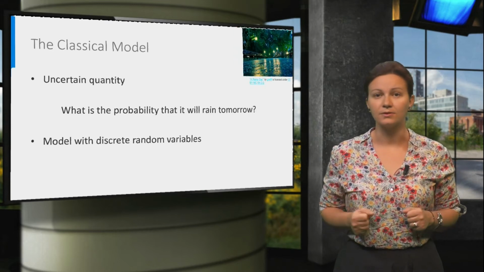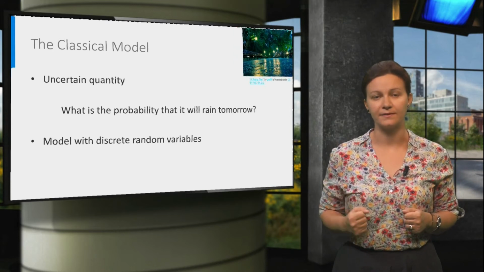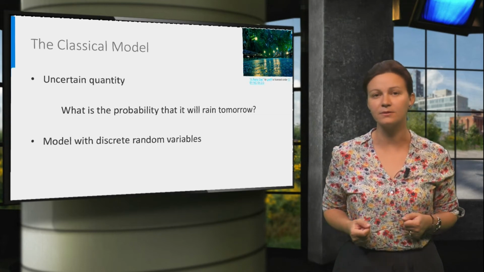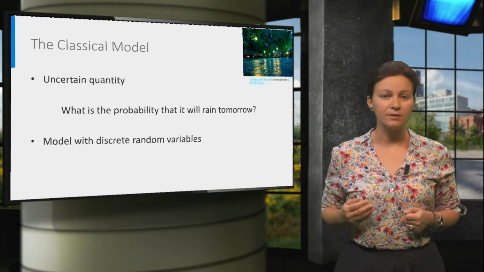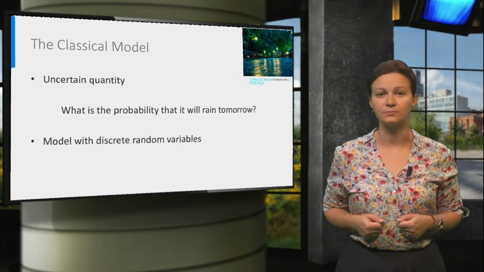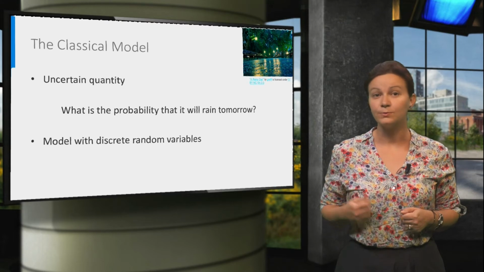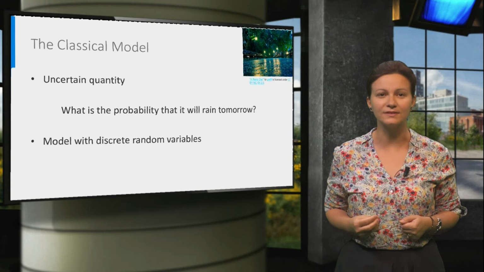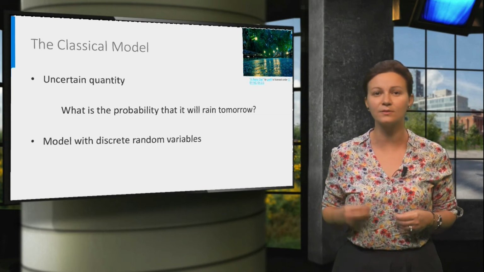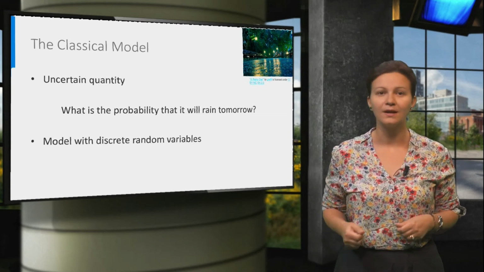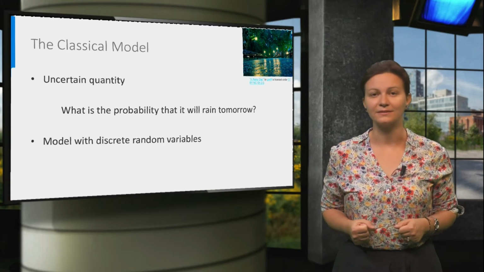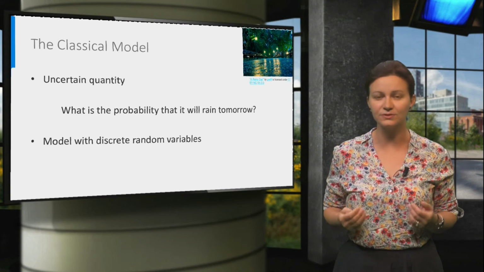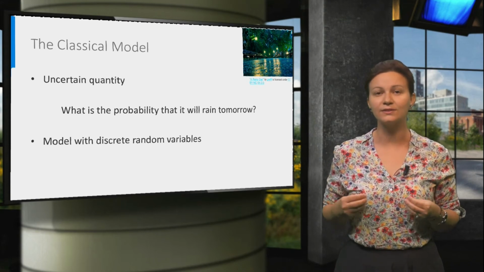But the classical model can also be applied to discrete random variables, and especially to binary or Bernoulli random variables. That is, variables which can take two possible outcomes. For example, it will rain or it will not rain tomorrow. In this case, the uncertainty is quantified by estimating the probability that it will rain or the probability that it will not rain tomorrow.